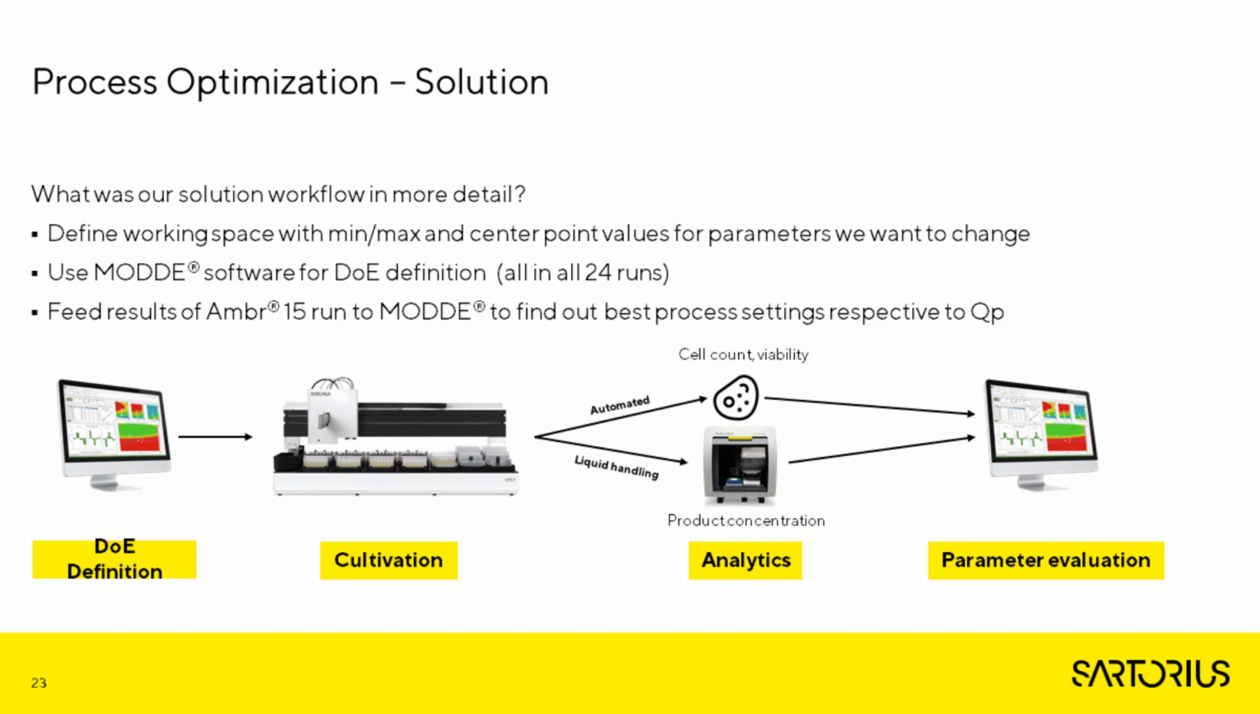The workflow we identified to be suitable for our experiment is shown on this slide. So we actually used 3 different systems and combined them for a smooth and efficient experimental workflow. First, we defined a working space with minima, maxima, and center point values for the parameters we wanted to change. Then secondly, we used MODDE software for the definition of our design of experiment. In total, we got 12 conditions, which we ran in duplicates. This led to a total run number of 24. Then we inoculated an EMBER-15 experiment, and after the run, we fed the results of the EMBER-15 and Octet, like cell count, viability, product concentration, and QP, into the MODDE software to find out the best process settings with respect to QP.